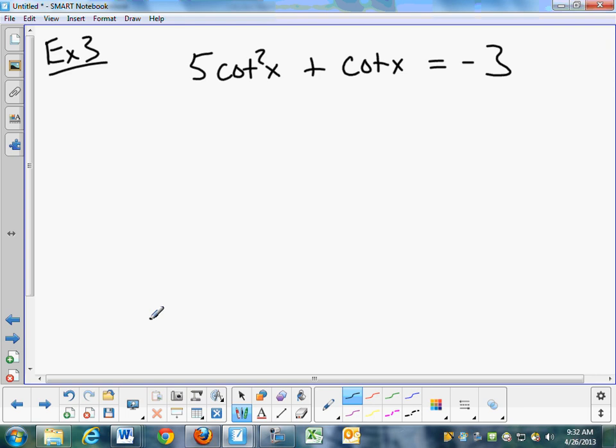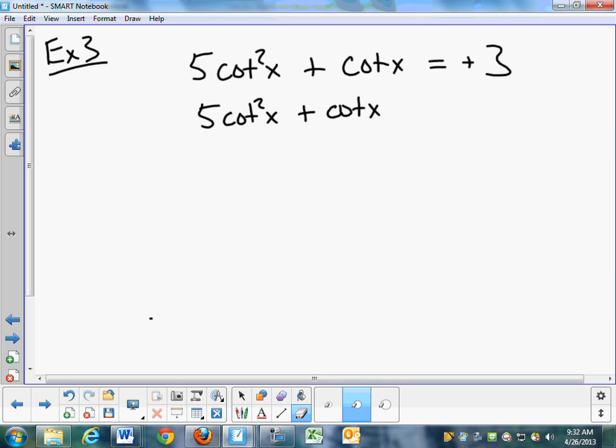Alex? Good try, but that doesn't work unless it's set equal to zero. It doesn't factor. Very good. Whoops, you guys, I'm sorry. We're going to write this as positive 3. I'm sorry, I wrote the problem wrong when I put it on the board. Minus 3 is equal to 0. So, it does not factor.